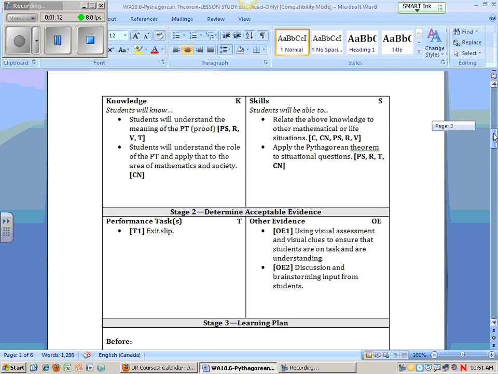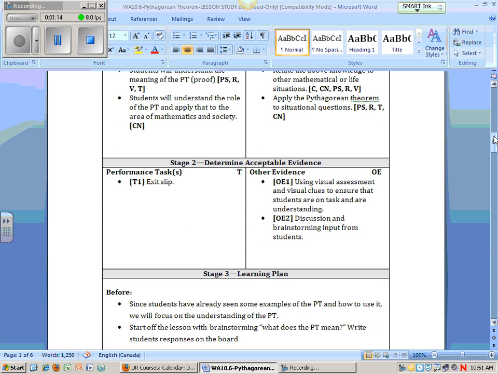So for our acceptable evidence, kind of our assessment here, our performance task, we wanted them to fill in an exit slip so that we could see their thinking process and see the connections they made between the Pythagorean theorem and real life. We also thought that we would use visual assessments and visual clues to ensure that students are on task and are understanding, and that we would discuss and brainstorm input from the students at the set, to get their minds going onto the concept of the Pythagorean theorem.